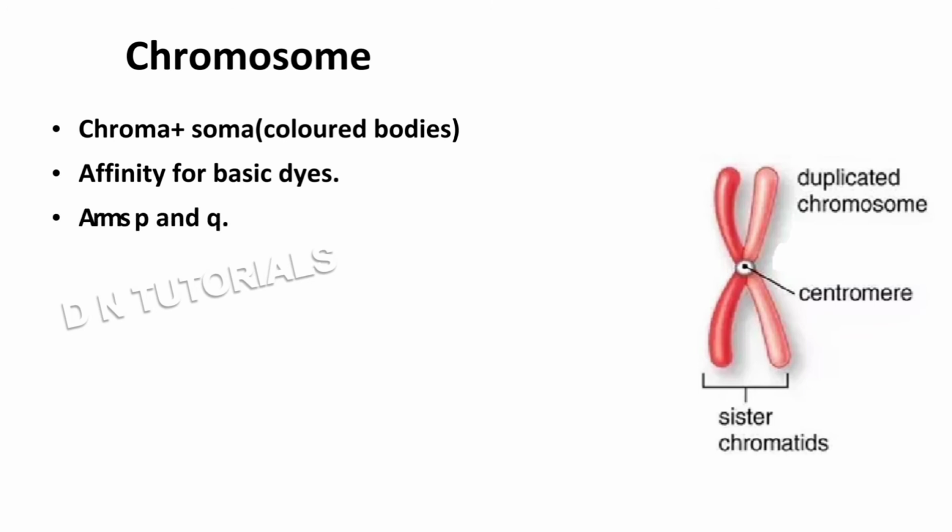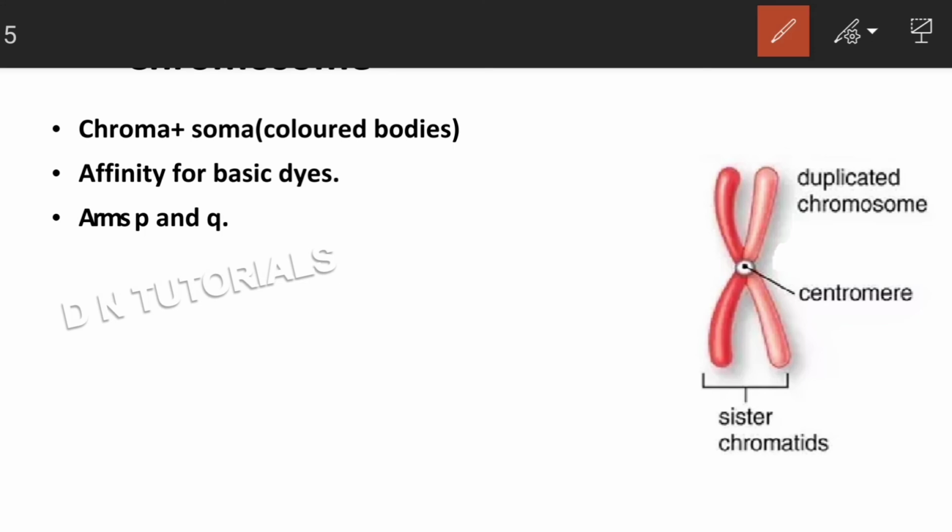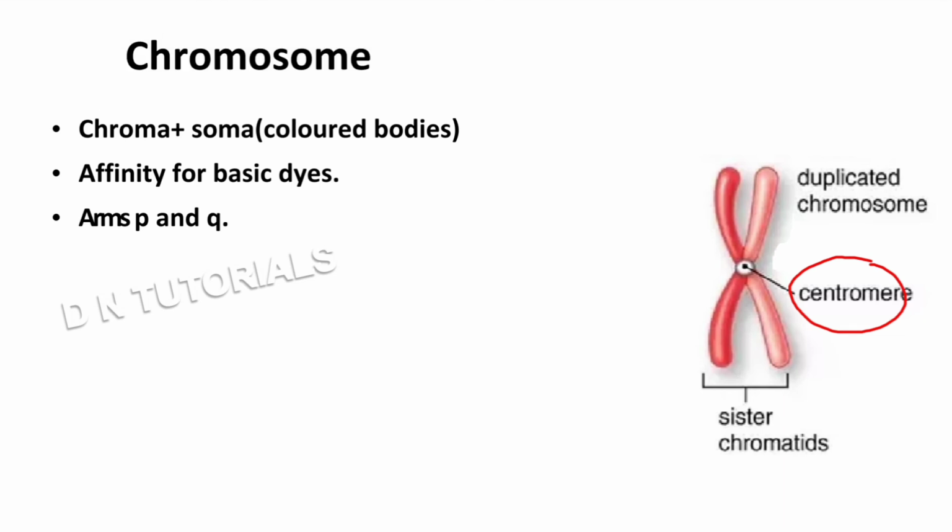A chromosome consists of two arms, P and Q, and these P and Q arms are separated by a structure or a primary constriction which is called a centromere. A centromere separates the P arm and the Q arm. Now how are we going to differentiate which one is P and which one is Q? The shorter arm is always called the P arm and the longer arm is called the Q arm.